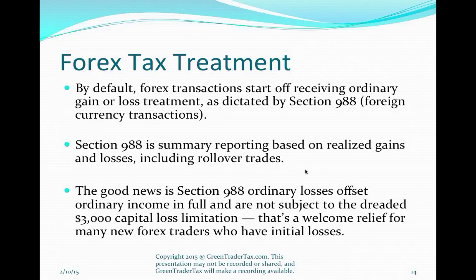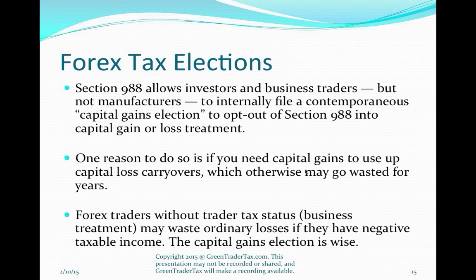Now, Forex spot traders don't take delivery of the foreign exchange. If you happen to invest in physical foreign currency, that's not Forex, so these rules don't apply. The rules are a little different. It's in our guide. You can't do the opt-out election, the capital gains election.